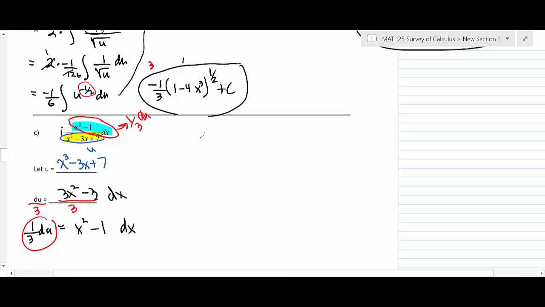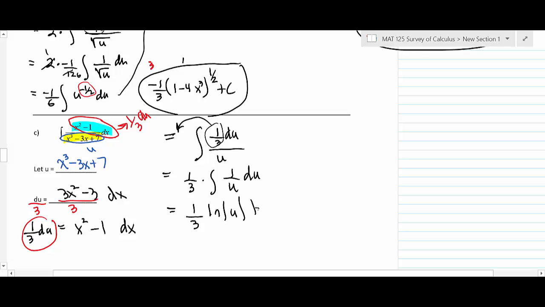Okay? All right, so your integral is going to be this. It's the integral of 1/3 du, that's the part in blue, all over the part in yellow. Okay, everything is accounted for. We got u and we got x squared minus 1 dx. All right, what can you do with the 1/3? It's constant. You can bring it out of an integral. So you have 1/3 integral of 1 over u times du. Okay, like that. What's the value of this? Yeah, ln absolute value u plus c.